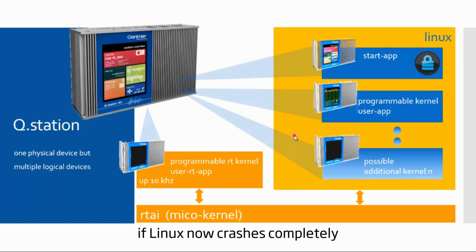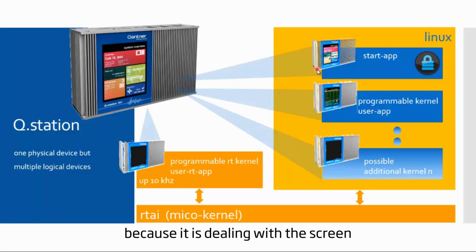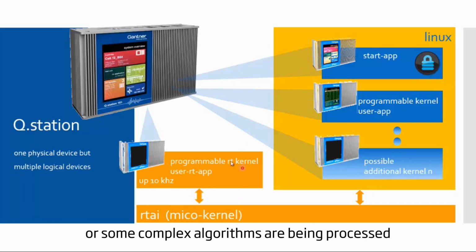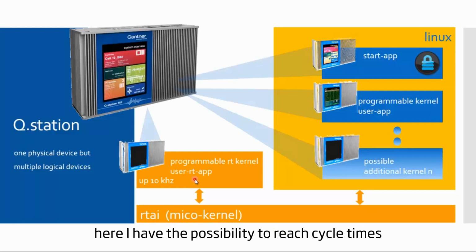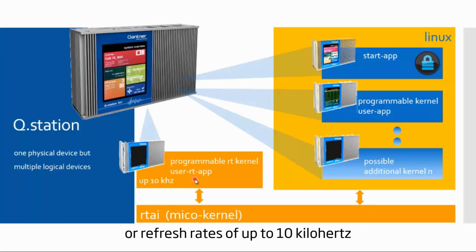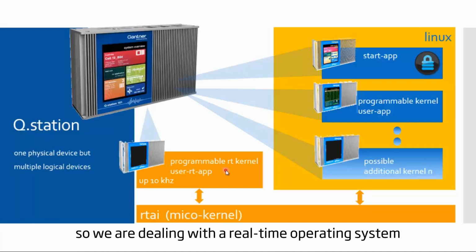If Linux now crashes completely, it won't matter to the application, even if Linux has to process tons of processes, because it is dealing with the screen or some complex algorithms are being processed. The real-time task will not be interrupted. Here I have the possibility to reach cycle times or refresh rates of up to 10 kHz, which means I will reach a cycle time of up to 100 microseconds, and it will be executed in real time. So we are dealing with a real-time operating system.